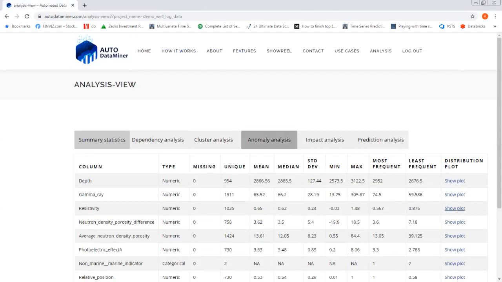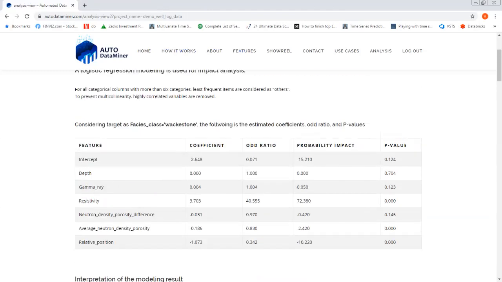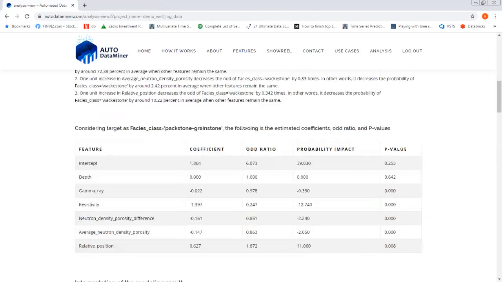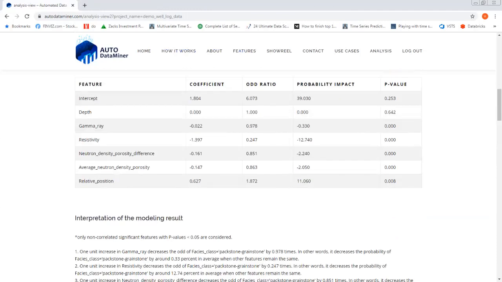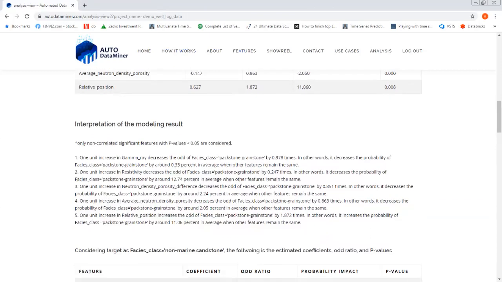It's huge. If we go back to impact analysis, so this was the first class. If you go to the second class, this one, so if the facies class is this class, then these are the coefficients for the logistic regression, and this is the interpretation of result. Let me read one of those. For example, 1 unit increase in relative position increases the odds of facies by this. In other words, it increases the probability of Facies class, this class, by around 11%.